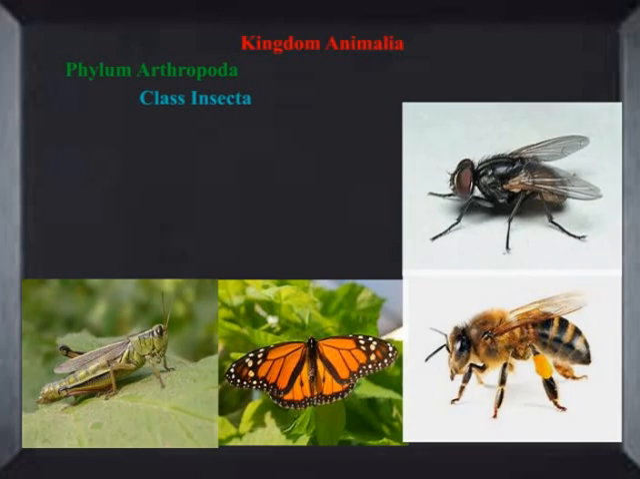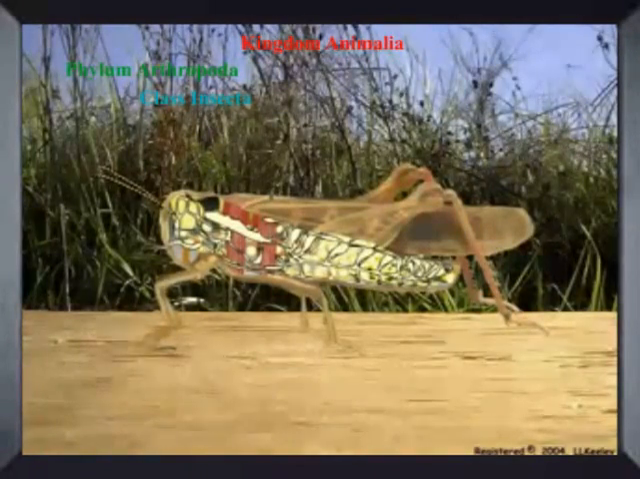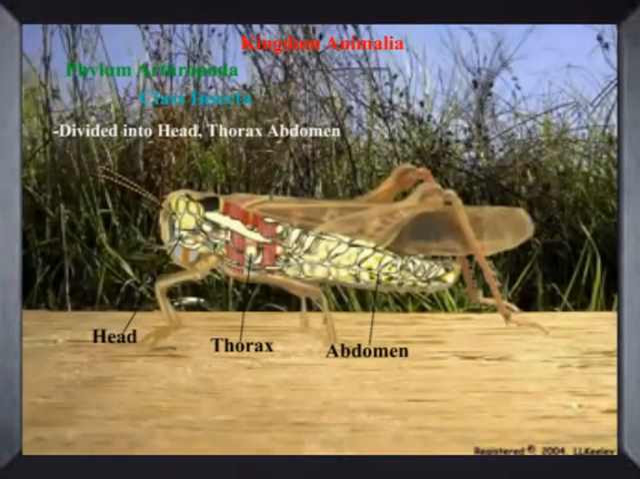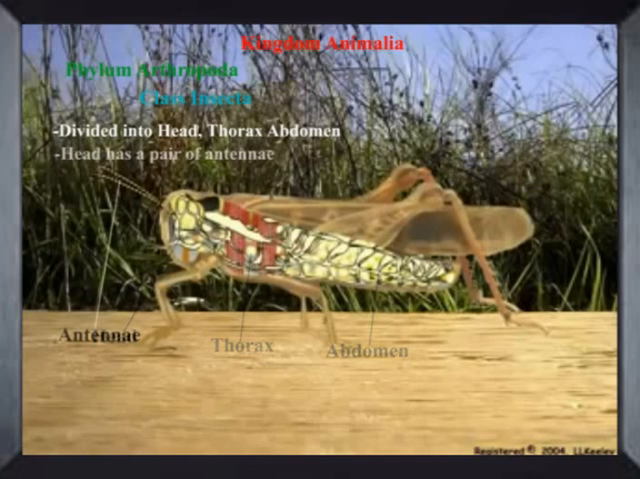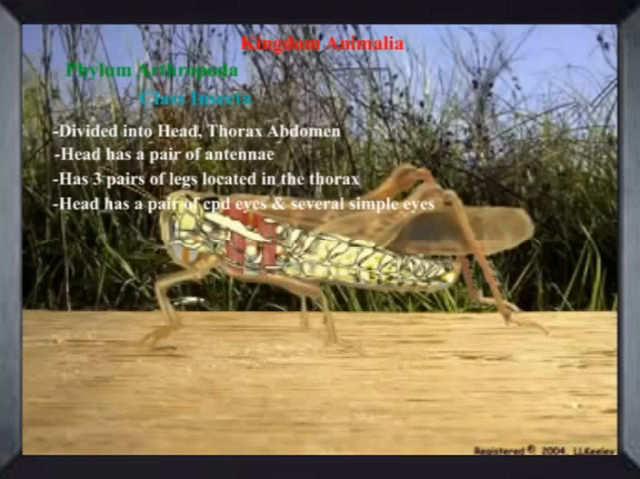Insects have the following general characteristics. The insect body is divided into three parts: the head, thorax, and abdomen. The thorax is made up of three segments with 3 pairs of legs. Some insects have 1 or 2 pairs of wings on the thorax. The head has 1 pair of antennae. The head has a pair of compound eyes and several simple eyes.